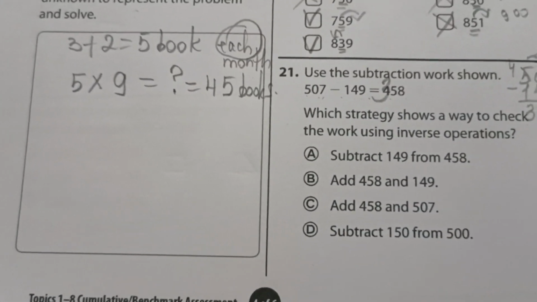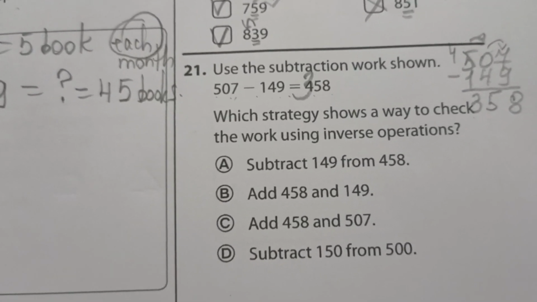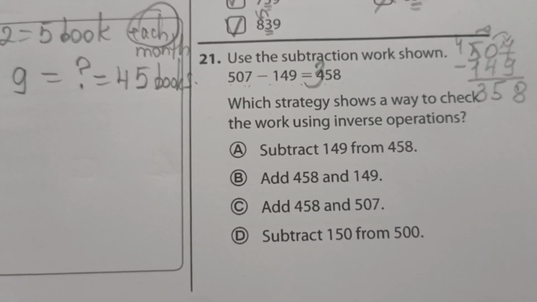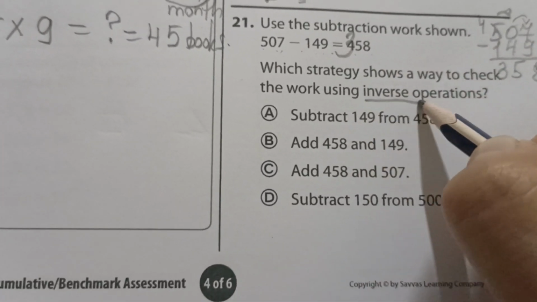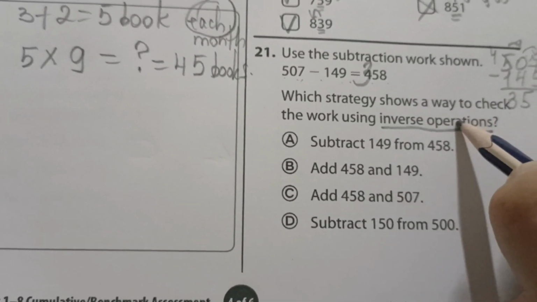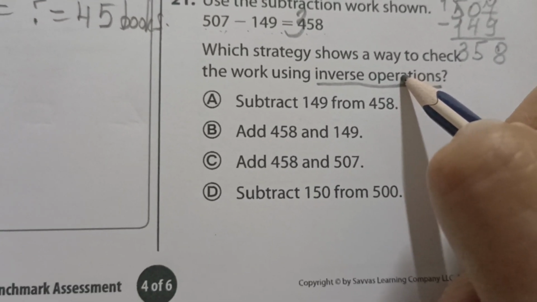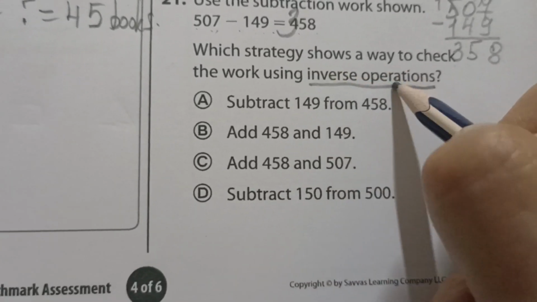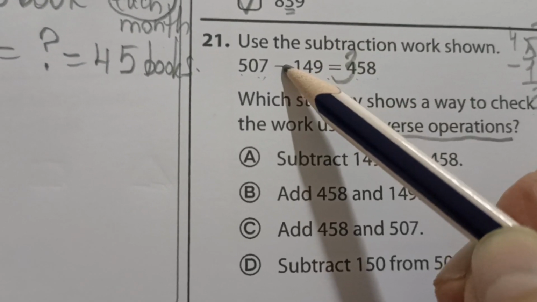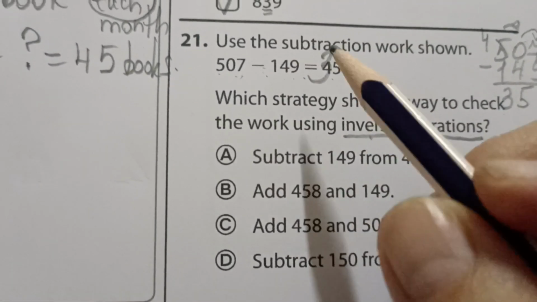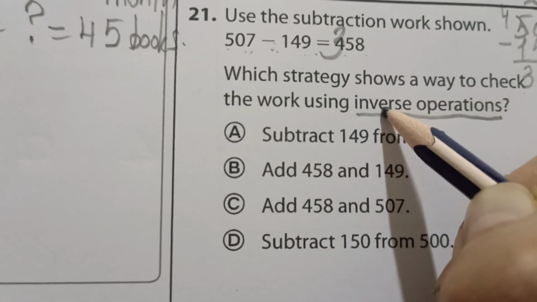So, but never mind. We need to choose strategy. Which strategy shows a way to check the work using inverse operation? Okay, actually I didn't teach you that word inverse operations, because we never met them in the book, but right now I am telling you that inverse operation means like opposite operation. So for subtraction, opposite is addition. When you see minus, that means inverse operation is going to be plus.